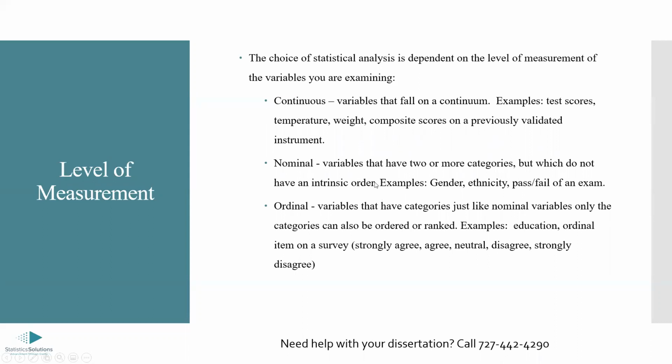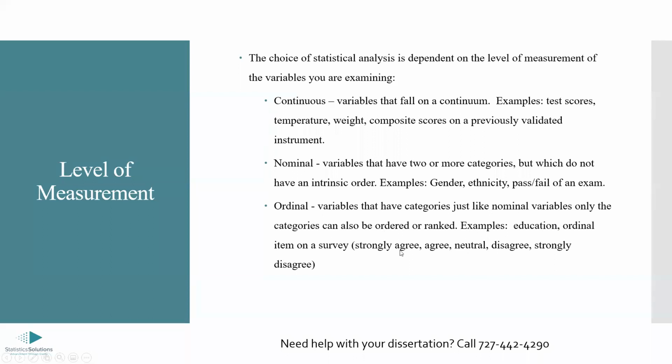An ordinal variable is a subset of a nominal variable, but the difference is your variable can now be ranked. So examples of this include education or an ordinal item on a survey. Education, some researchers see it as nominal, some see it as ordinal. I tend to see it as ordinal because there's a natural progression. High school, associates, bachelor's, master's, doctorate. So it goes up a ladder and it's categorical. So I would consider it to be ordinal.